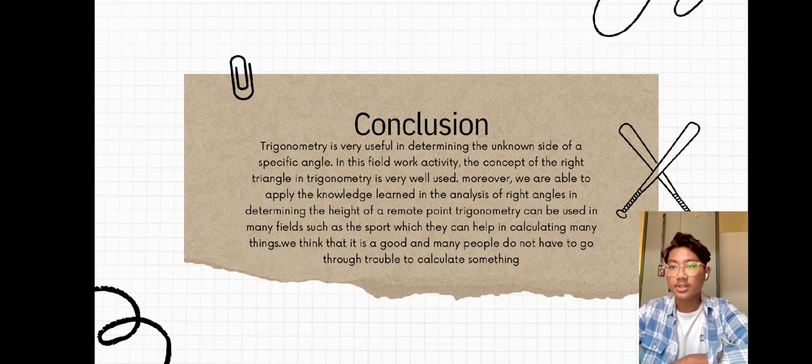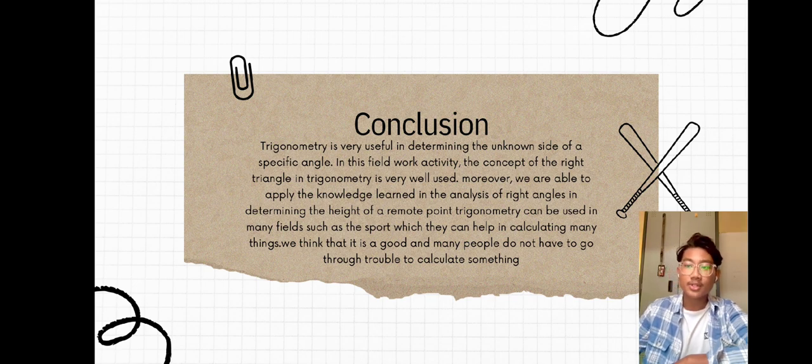The conclusion is, trigonometry is very useful in determining the unknown side of a specific angle. In this activity, the concept of the right triangle in trigonometry is very well used. Moreover, we are able to apply the knowledge learned in the analysis of right angles in determining the height of a remote point. Trigonometry can be used in many fields such as sport, where it can help in calculating many things. We think that it is good and many people do not have to go through trouble to calculate something. Okay, thank you.